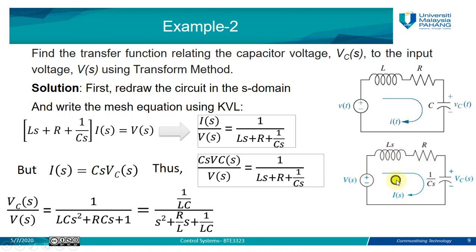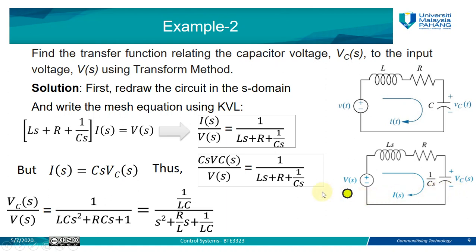If we want to write the equation using KVL, you just need to find the summation of all impedances in this loop. How many impedances do we have? We have three impedances: Ls, R, 1 over Cs. So you just add these impedances times the current Is, equal to, on the right side of your equation, the applied voltage in your circuit. So how many voltage sources do we have? We have only one voltage source. Don't say this is a voltage source. This is a capacitor. It's not a voltage source.